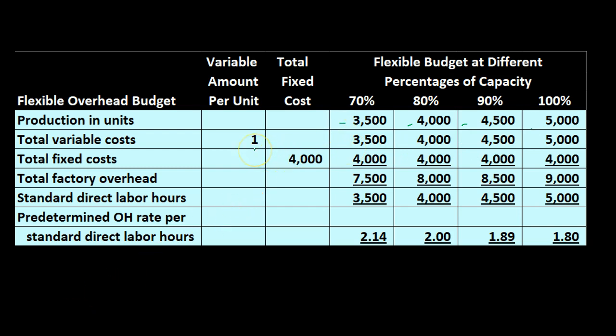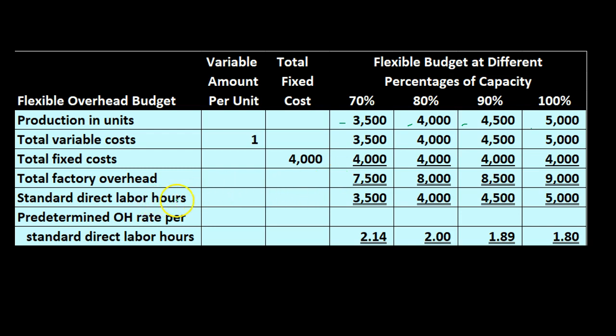And of course, they vary by the $1 here, right? So the 3,500 times 1 is 3,500, and 4,000 times the 1 is the 4,000. And then we have the fixed costs. The fixed costs remain the same. So as the activity levels go up, the fixed costs are going to be the same no matter how many units we make up top. Then we get the total factory overhead, that being the variable and the fixed components.